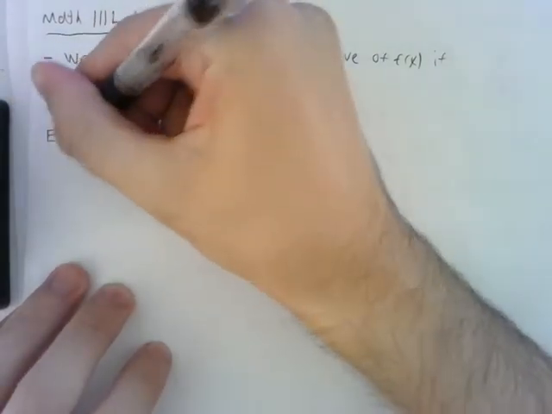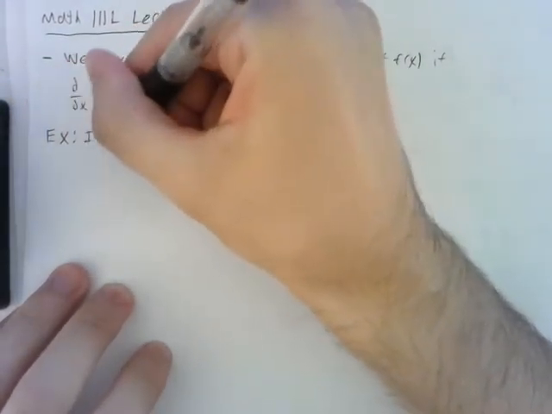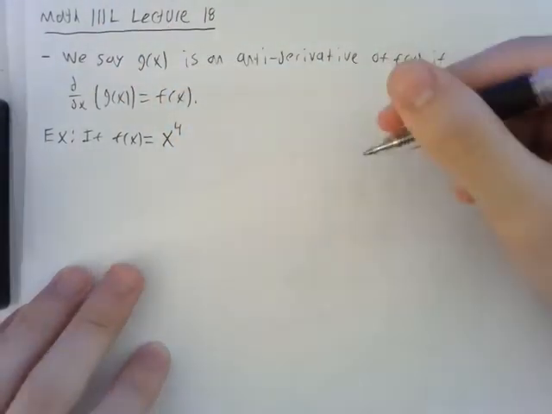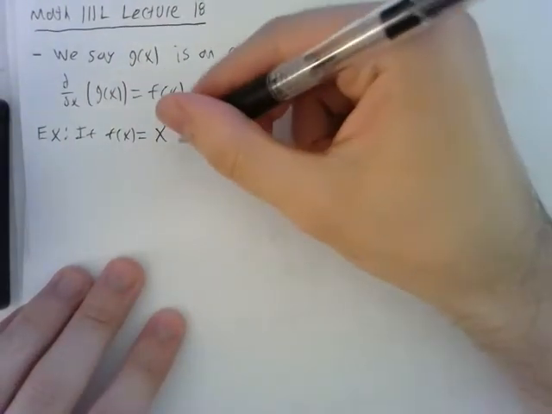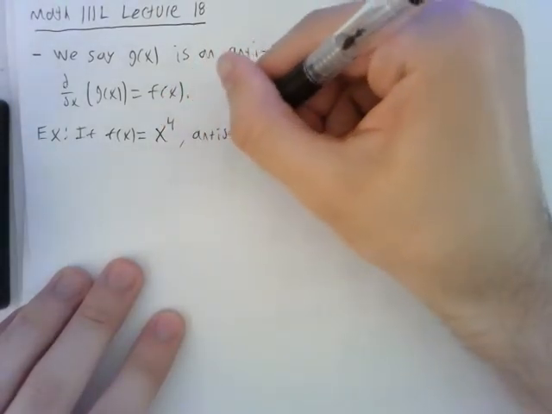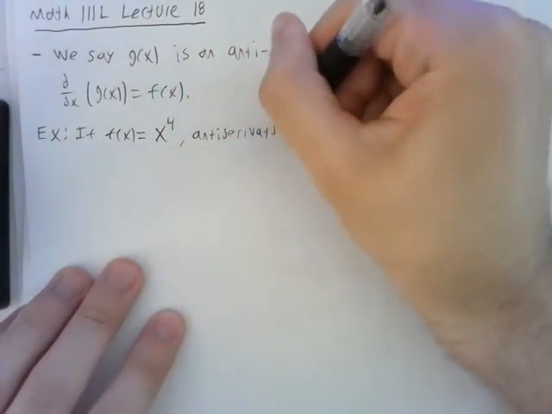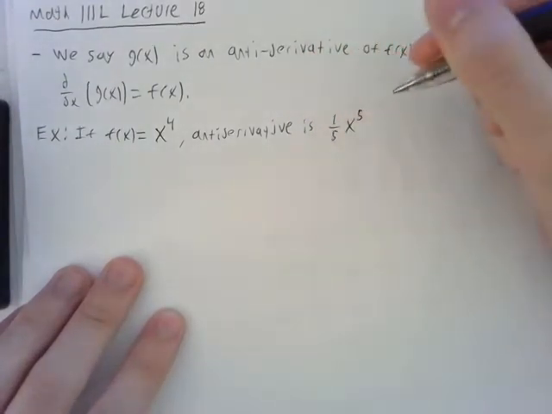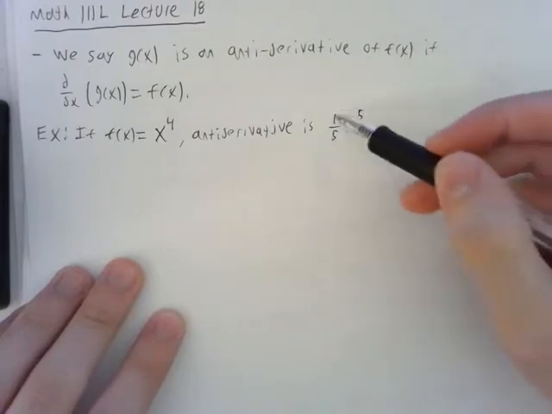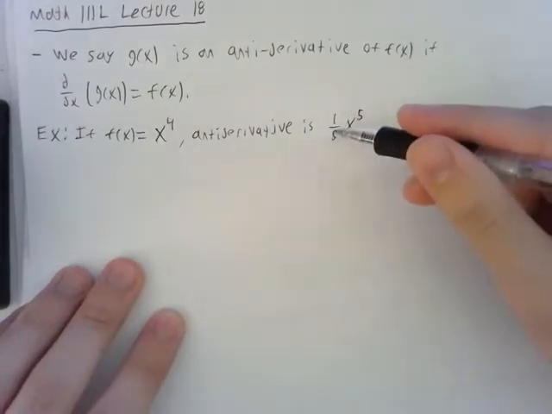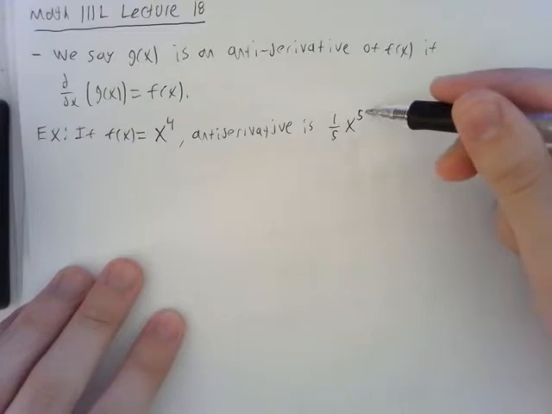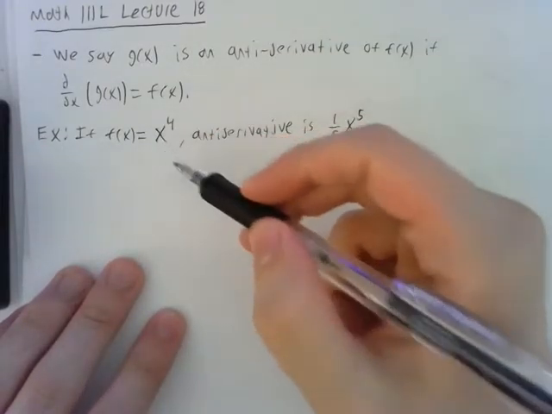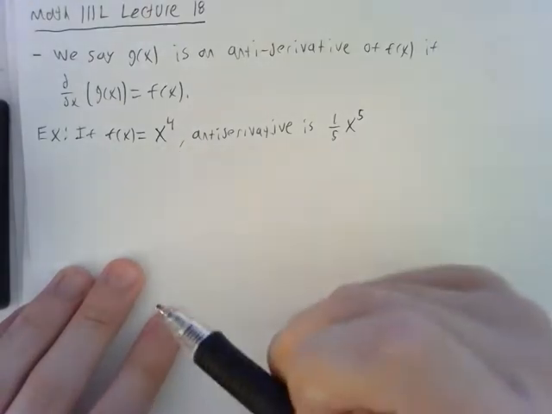So as an example, if f of x is equal to x to the power 4, then the antiderivative is 1/5 x to the power 5. Why is this? Because when we differentiate this function, the 5 would come down and cancel the 1/5, and we just get x to the 4th. So the derivative of this function is equal to x to the 4th.